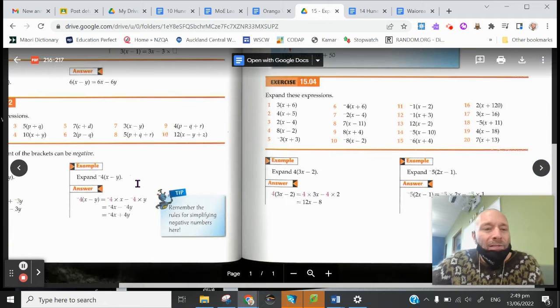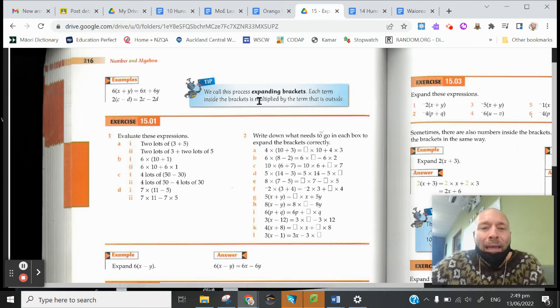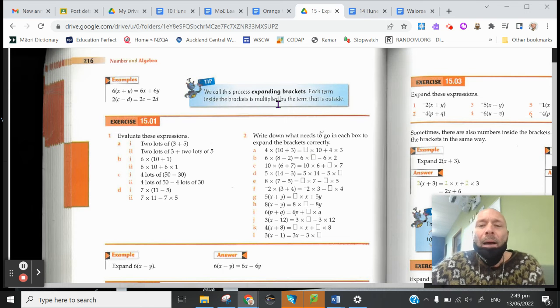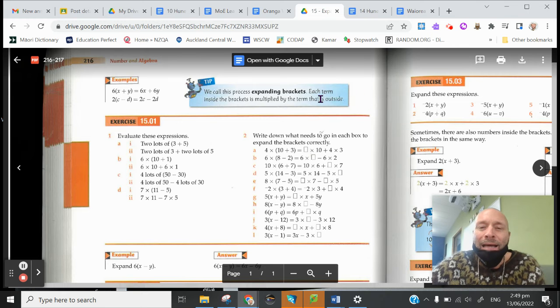Let's have a look at our next bit of problems. Okay, now we call this process expanding brackets. Each term inside the brackets is multiplied by the term that's outside. I want you to pause the video right now and write that into your notes along with this example.